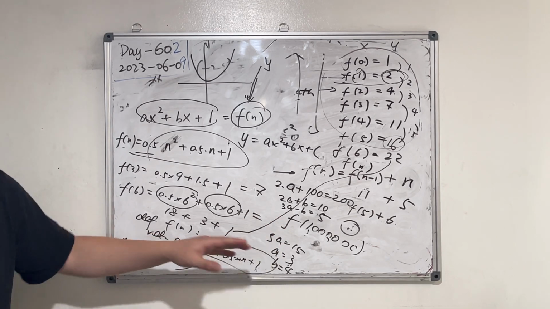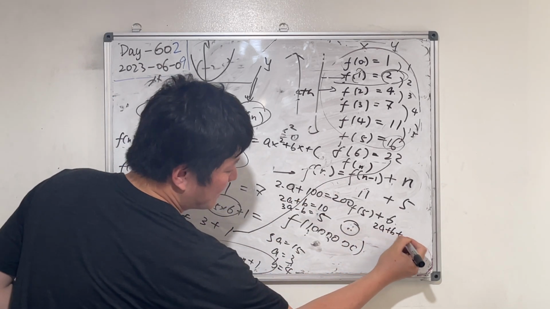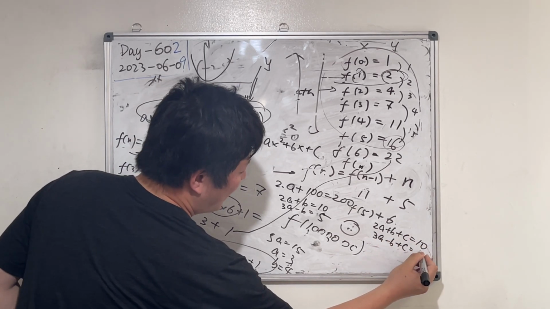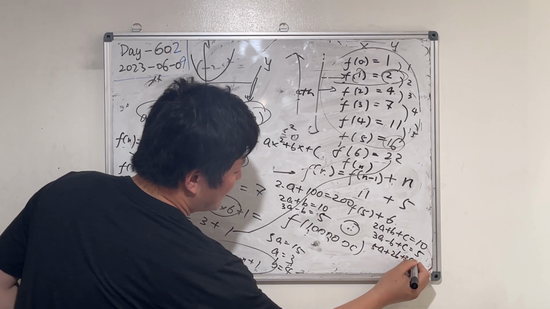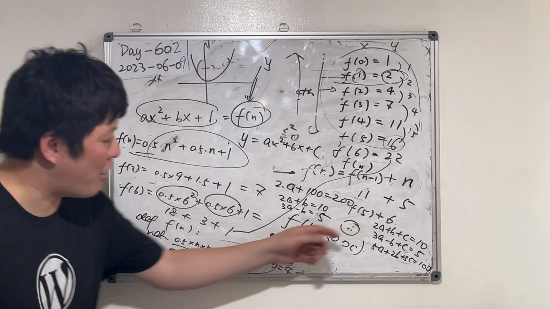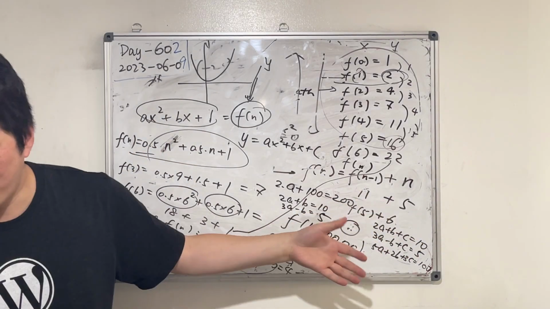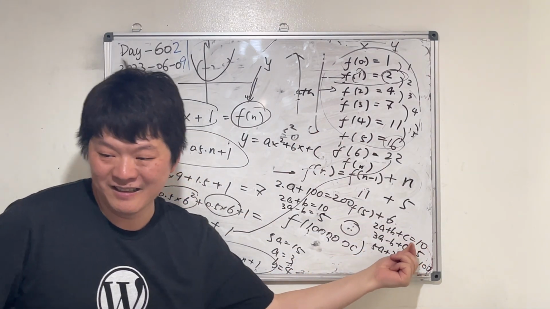Now if I have another unknown c: 2a plus b plus c equals 10. 3a minus b plus c equals 5. 5a plus 2b plus 3c equals 100. So now with 3 unknowns and 3 equations, we can solve a, b, c. 4 equations and 4 unknowns if we have another unknown d. Do you get it?